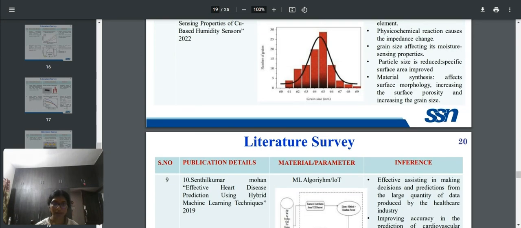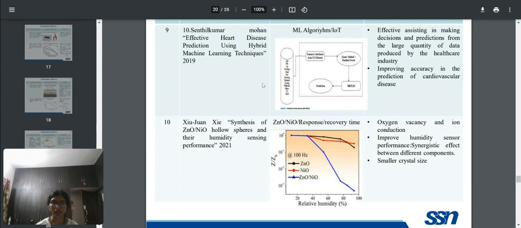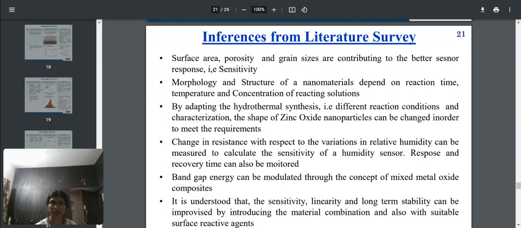Paper number 9 is also not related to humidity sensors. It is effective heart rate prediction using hybrid machine learning techniques. It is effective in assisting decisions and predictions from a large quantity of data using machine learning algorithms and the Internet of Things. In paper number 10, synthesis of ZnO NiO hollow spheres and humidity sensing performance, oxygen vacancy and ion conduction improve the humidity sensing performance.